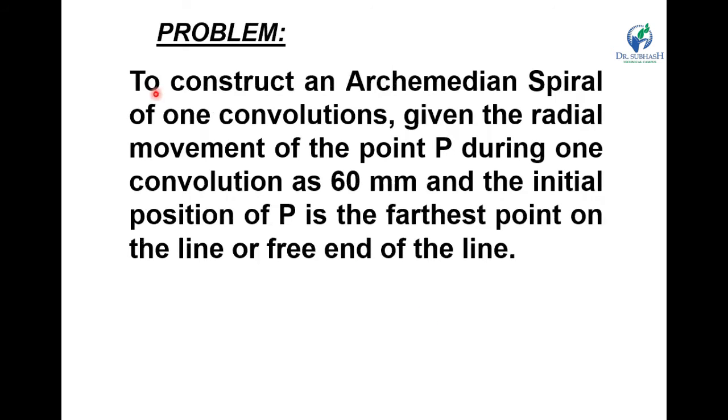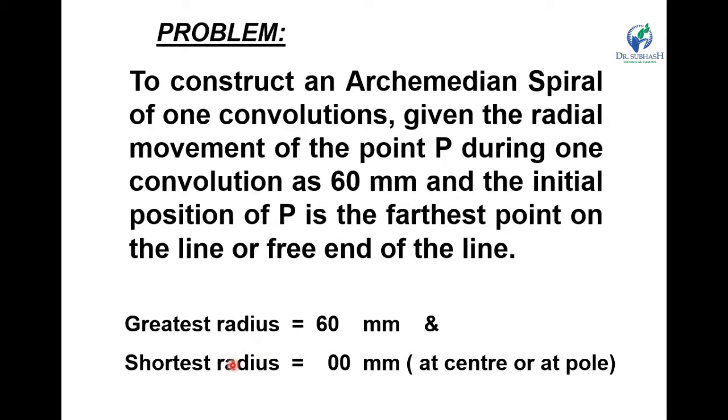Now one problem: to construct an Archimedean spiral of one convolution, given the radial movement of the point P during one convolution as 60 mm, and the initial position of P is the farthest point on the free end of the line. So we have to construct the Archimedean spiral for one convolution, that means one revolution, or 360 degrees, and the distance is 60 mm. So the greatest radius of this spiral is 60 mm and the minimum radius is 0 mm, at the center or the pole.